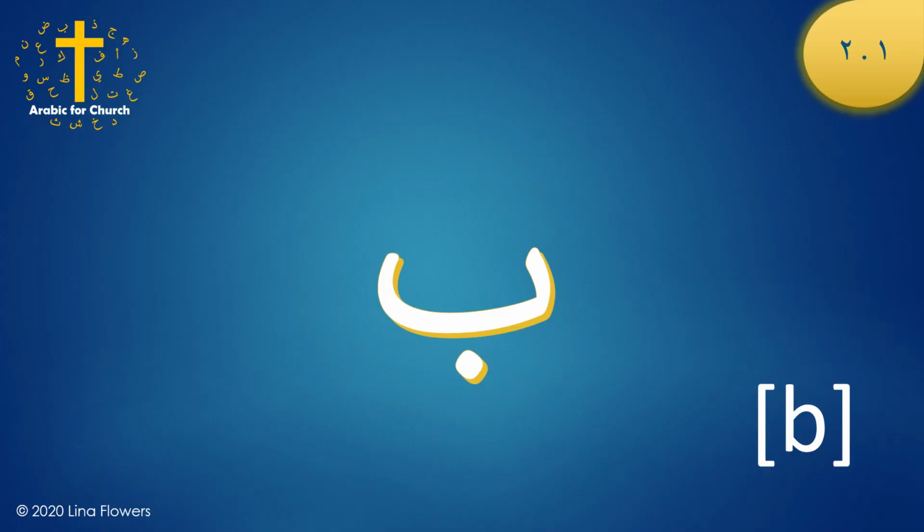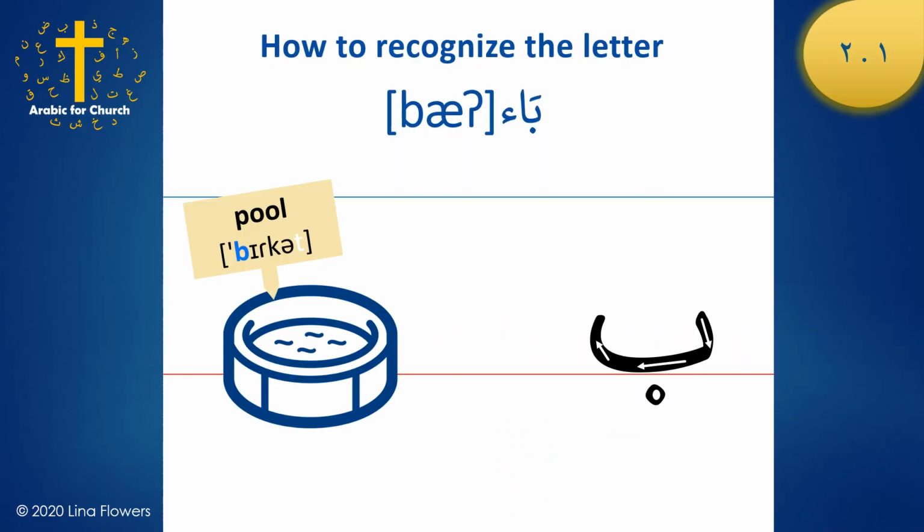So this is the letter Ba. And the sound of ba is the same as in English, ba. The best way to describe the main shape of the letter ba is to imagine a kiddie pool, like the kind of pool you have in the garden, sitting on the ground. So this is the ba, the main shape, and it's got one dot below it. Pool in Arabic is birka, and it starts with the sound ba.